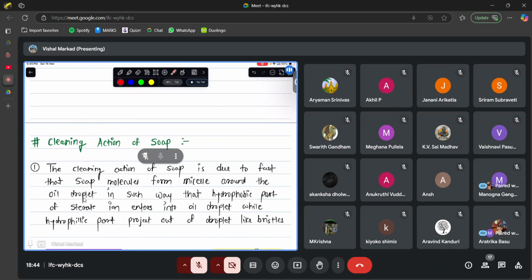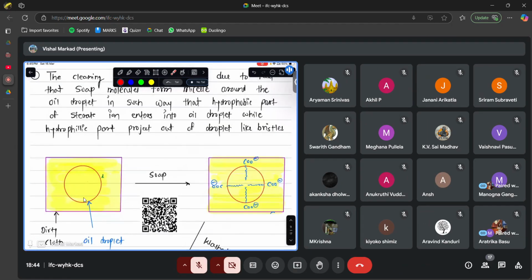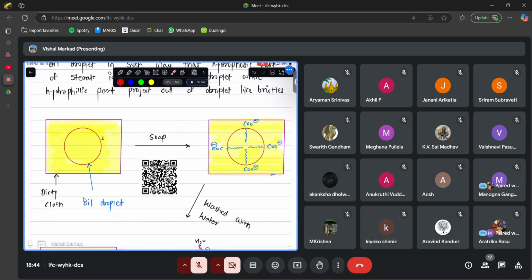Okay. Now we'll understand from the diagram first, because this theory you will not understand first. Now look at it. Let's suppose one cloth is there. In that, an oil droplet is there. So can I say that the cloth is not in good condition? That is a dirty cloth, because some oil droplet has fallen there. Now how is this droplet removed with the help of soap?